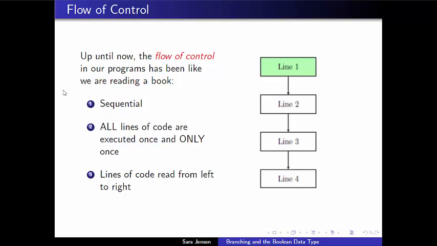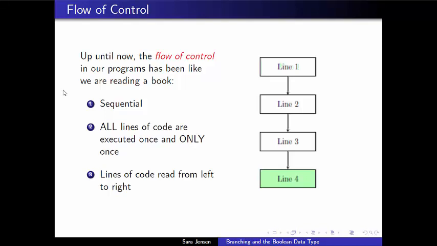That is, when we read a book, we start at the very beginning, at the top of a page, and we read each line once and only once, reading from left to right. Up until now, our computer programs have been running exactly the same way. They've been running sequentially, line 1, line 2, line 3, line 4. We're not rereading any particular lines of code, the way that we generally don't reread sentences in a book. And we are reading our lines of code from left to right.